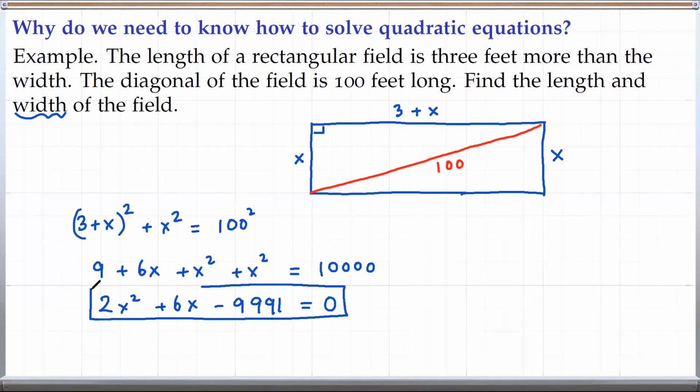So if we can solve this, then we have the value of x, and that will give us the width and the length. So in a lot of practical situations and applications, we come up with this sort of quadratic equations, which we need to be able to solve to figure out certain dimensions and other quantities. So the immediate question here is, how can we solve an equation like this one? Basically, how can you figure out the value of x from an equation like this one?